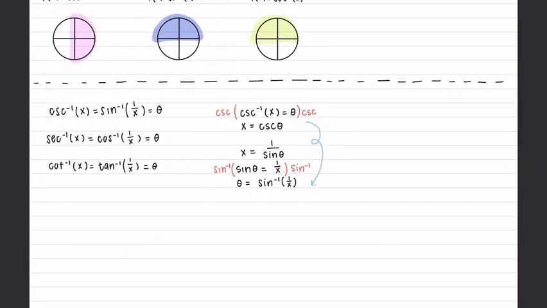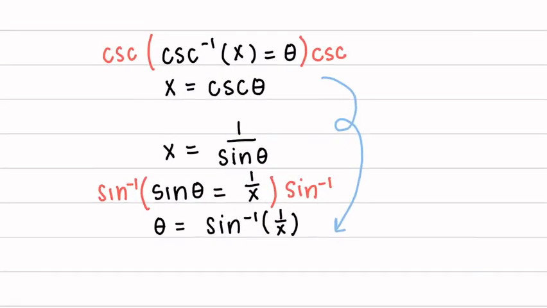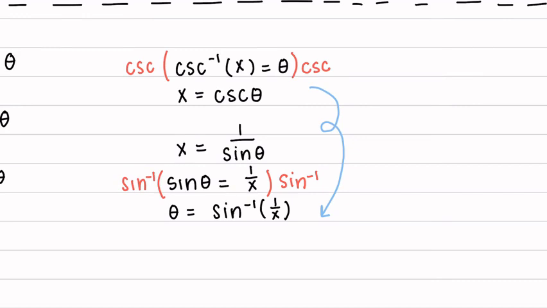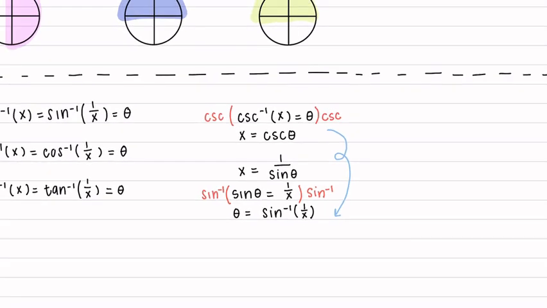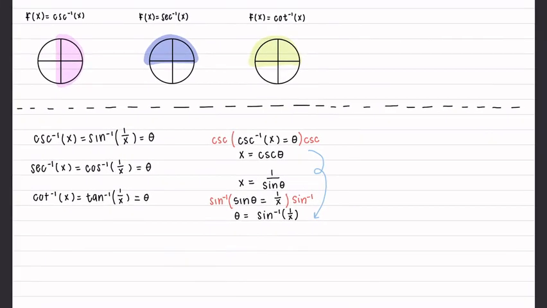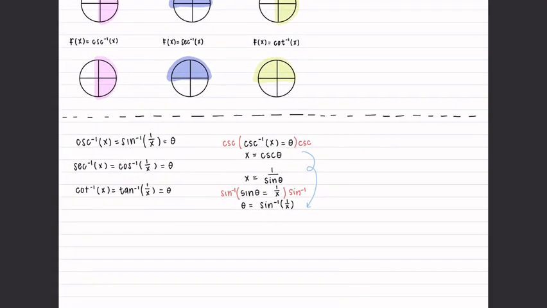So that's a proof of it, but you can see how reciprocals work a little bit different. Yes, cosecant is the reciprocal of sine, but the inverses do not work like that. Inverse cosecant of x is equal to inverse sine of the reciprocal. So hopefully you see that now through that proof.